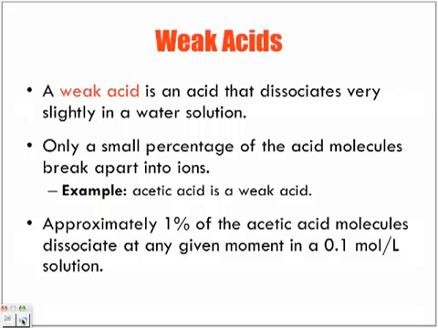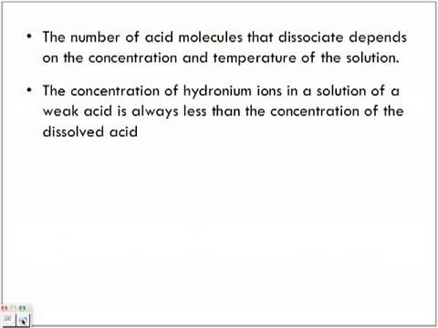Weak acids. A weak acid is an acid that dissociates very slightly in a water solution. Only a small percent of the acid molecules break apart into ions. Acetic acid, a common acid found in vinegar, is considered a weak acid. As it says here, about 1% of the acetic acid will dissociate, meaning the remaining 99% remains intact as the acetic acid formula. I'm going to show you that in just a second. And that 1% translates to 0.1 moles per liter of concentration that will dissociate into the respective ions.